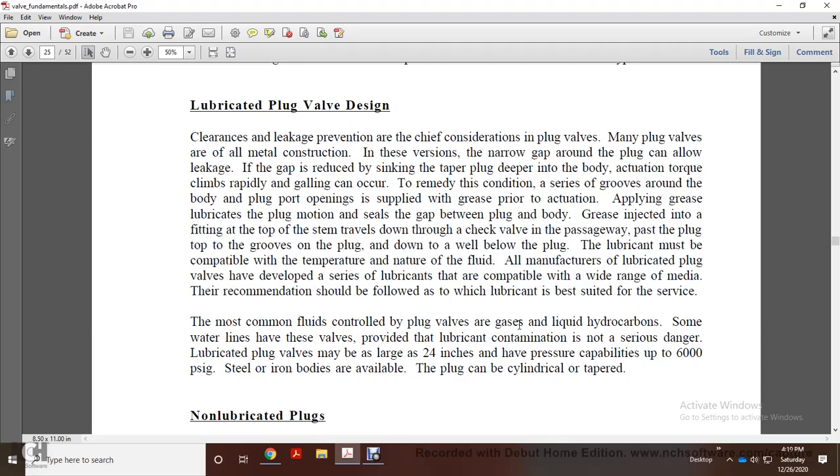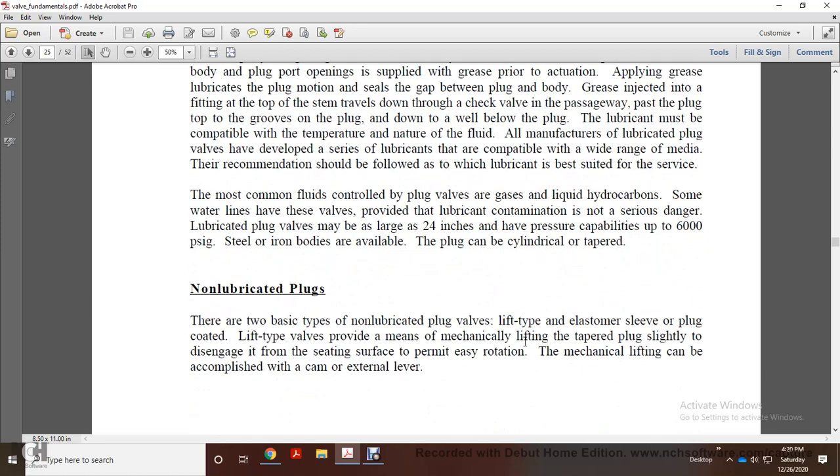The most common fluids controlled by the plug valve are gases, liquid hydrocarbons, and some water lines, where lubricant contamination is not a serious danger. Lubricated plug valves may be as large as 24 inches and have pressure capabilities up to 6,000 psi gauge. Steel and iron bodies are available, and plugs can be cylindrical or tapered.